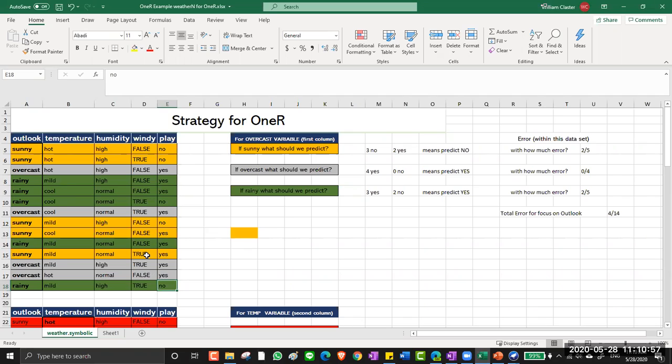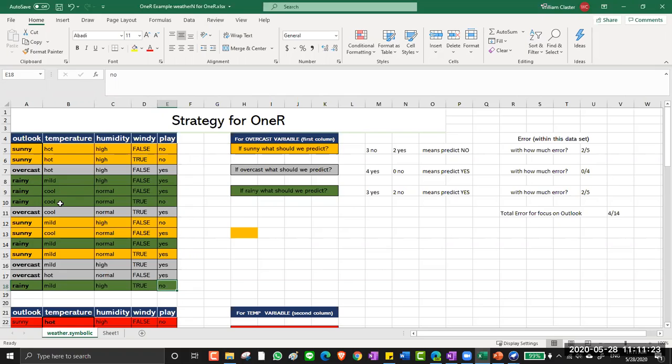And how much error would we get then? One-third. Oh, sorry, what am I doing? Mild, yes. Mild, yes. Mild, no. Yeah, right. 1/3, right? Or 1 out of 3, right? Right. And then we would do the same thing for cool.